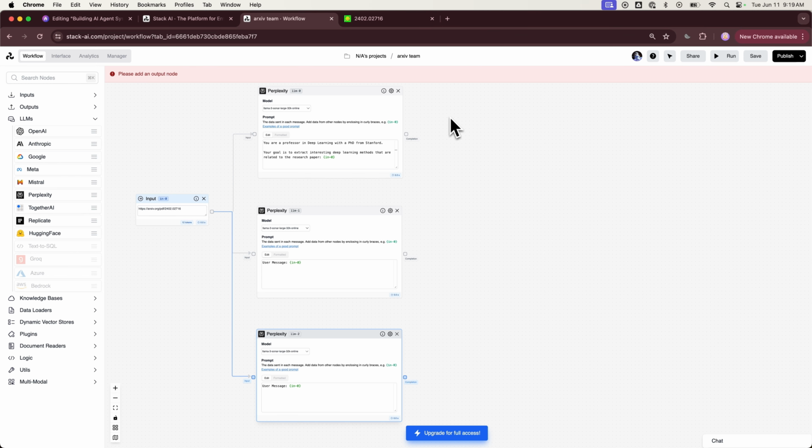And for those of you new to agents, you might be wondering, why don't you just give one big prompt to the LLM and have separate steps asking it to extract deep learning methods and then another step to extract math concepts and so forth.